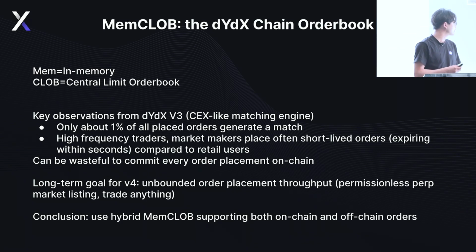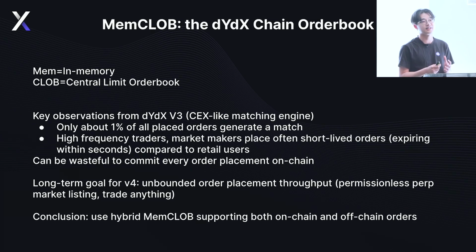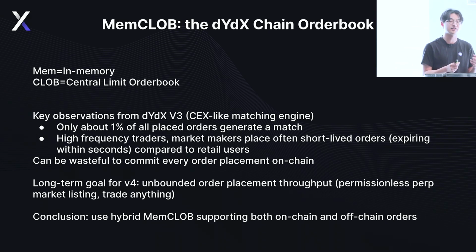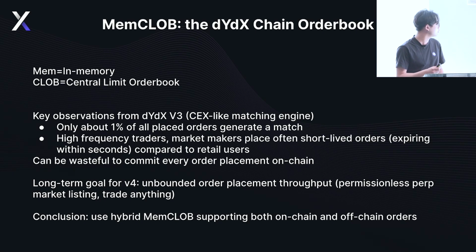So now moving on to v4, the long-term goal for v4 is to basically have unbounded throughput on order placements, not matching, but on order placement. This is because the long-term product vision for v4 is permissionless, Uniswap-style perpetual market listing, where you can basically list a perpetual market on anything that has an Oracle price, right? So the conclusion from these observations and the goal is that we decided to build a hybrid MemClob supporting both on-chain and off-chain orders.